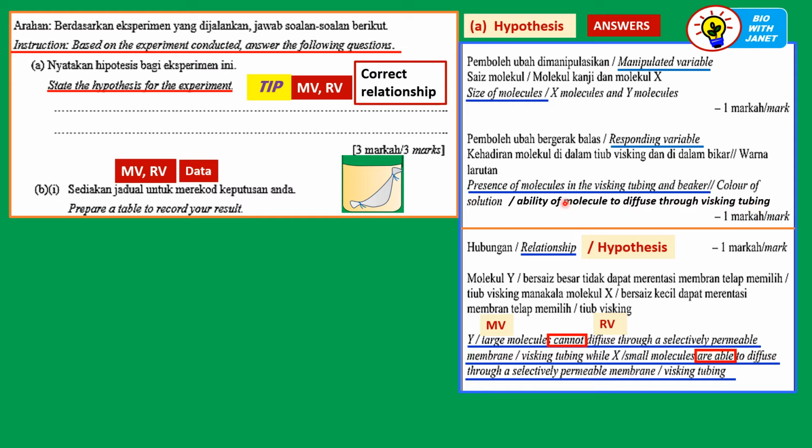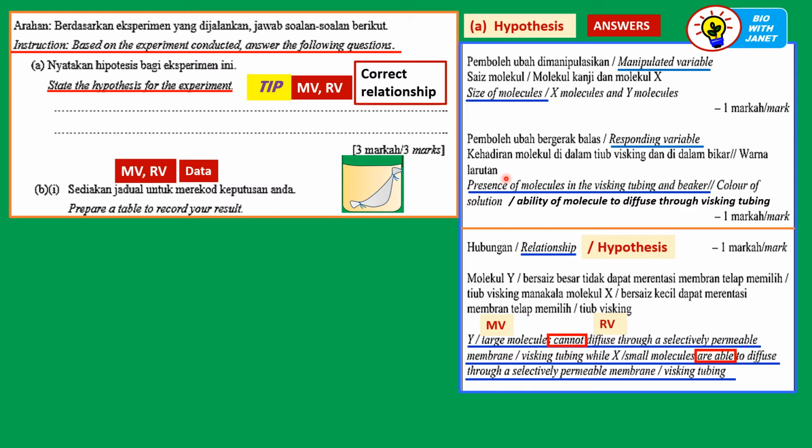But to determine the ability of the molecule to diffuse through the whisking tubing, we have to detect the presence of the molecules in the whisking tubing and beaker after 15 minutes of immersing the whisking tubing. So another aspect of the RV which is accepted is the color of the solution in the beaker and the color of the starch suspension in the whisking tubing after 15 minutes. So the best answer is as given in the textbook.